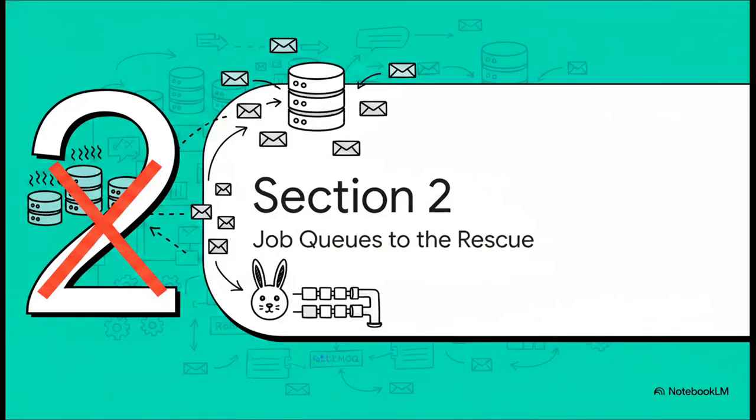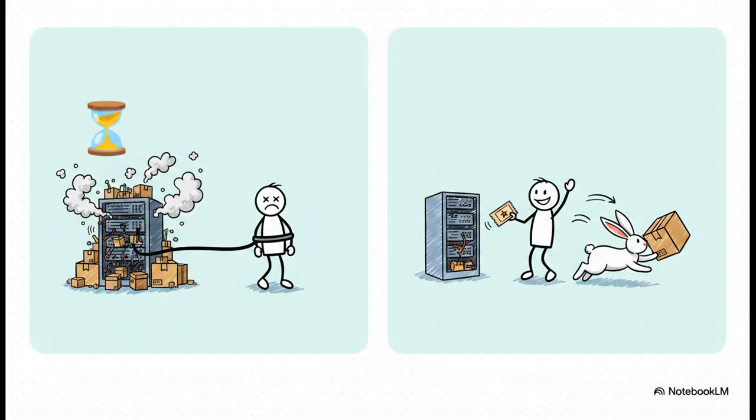Moving on to Section 2, Job Queues to the Rescue. There is a really fundamental difference in how you approach a heavy request. The junior, kind of tutorial-driven approach is to just wait synchronously for the HTTP response. The client clicks a button, the server grinds away for 30 seconds, and the connection just stays open, entirely blocking critical threads. But the senior production reality? You return an HTTP 202 accepted instantly. You acknowledge the request, hand them a job ID, and basically offload all that heavy lifting to RabbitMQ.